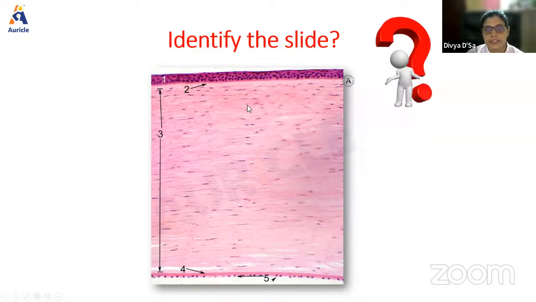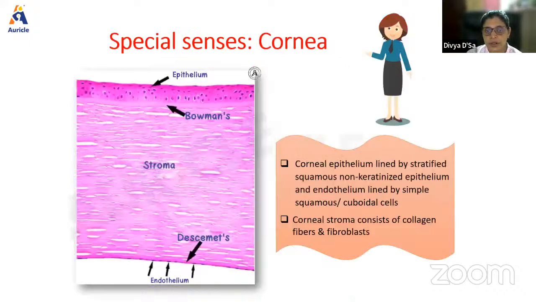So here, when we see this slide, we are seeing thick, parallelly running fibers, which are collagen fibers, and we are seeing the fibroblasts. Here there is the stratified epithelium, cuboidal or squamous epithelium, and we are seeing 5 layers. So this is basically the cornea.